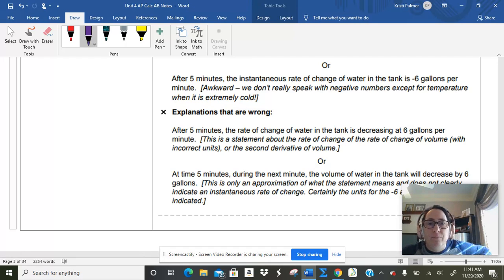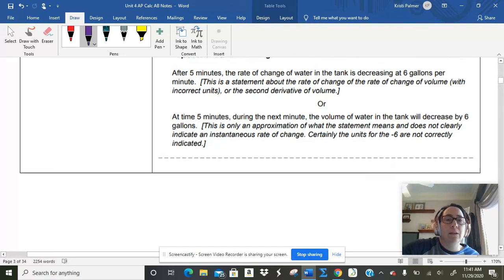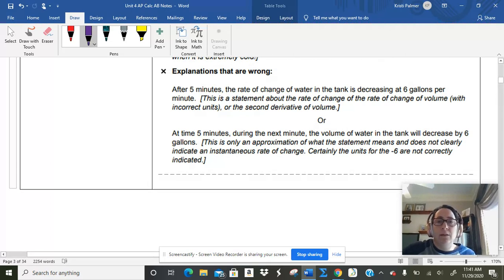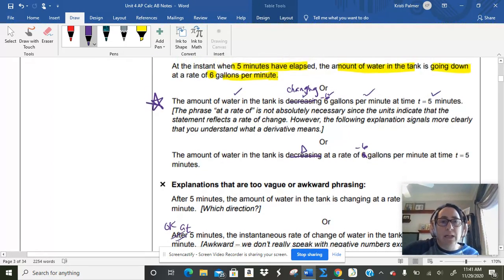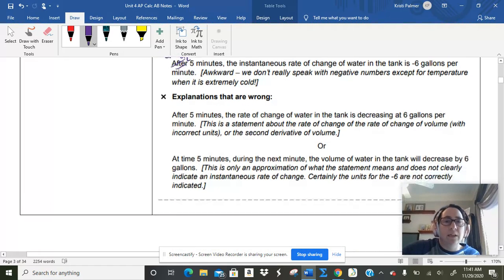So this is okay. Actually, they don't like it if you're going to interpret because they just said changing, but this one is actually okay. The only thing I don't like is the "after." I would say "at." And so that one was just, they were saying, awkward, but acceptable.